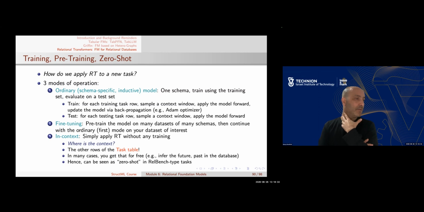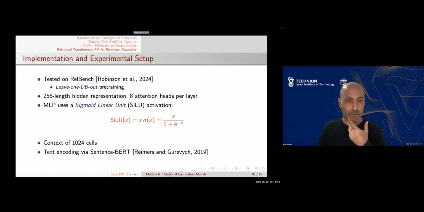Now, in many cases, you do not really need to hand label a few examples or in-context examples for the task. Why so? Because in many cases, what you want to do is to predict the future, but you have your past behavior in the database. You know what a customer did in the past, and you want to predict what the customer is going to do in the future. So in a sense, you get that for free. And in that sense, the authors refer to this task as zero shot, actually, not even in-context learning. Okay, so that's the idea.